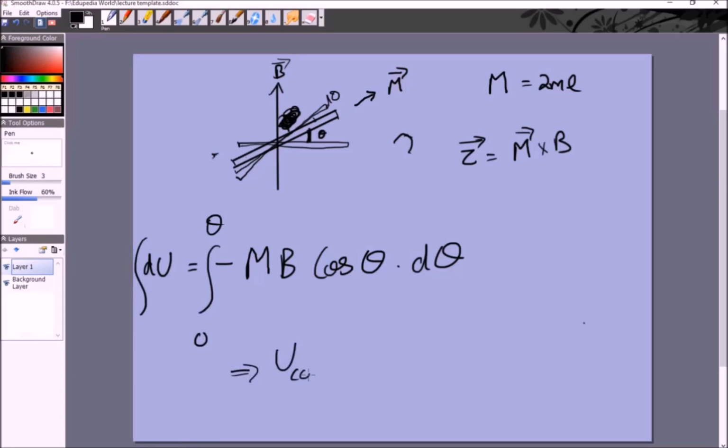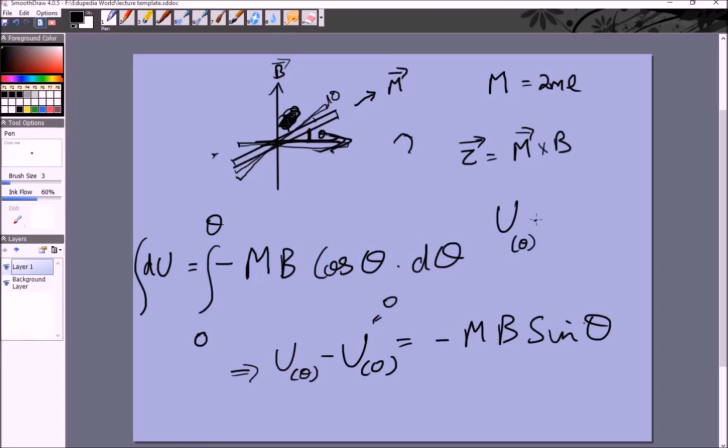So what we get is U theta minus U0 is equal to the integral of cos theta, which will be sine theta. So we'll get sine theta minus sine of 0. That is sine theta, but there will be a minus sign. So minus mB sine theta. If we take U at 0, that is in this direction, to be 0, remember we always have the freedom to choose 0 at any particular point in potential energy. Then we get the equation U theta is equal to minus mB sine theta. Now let's call this angle alpha, which is 90 minus theta. So it can be written as minus mB cos alpha. And since alpha is the angle between m and B, it can be written as minus m dot B.